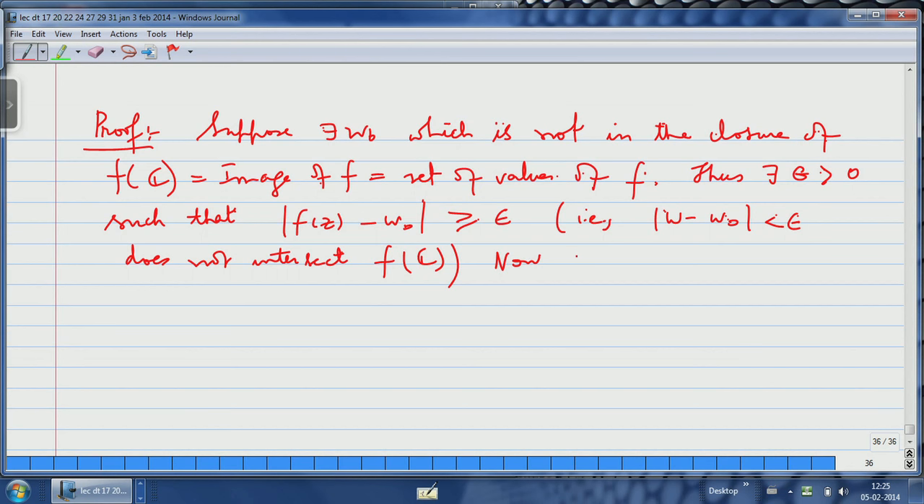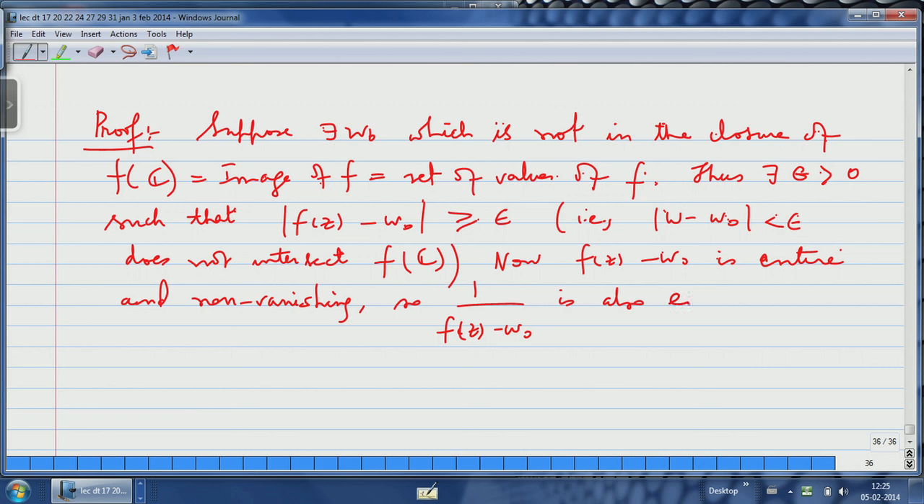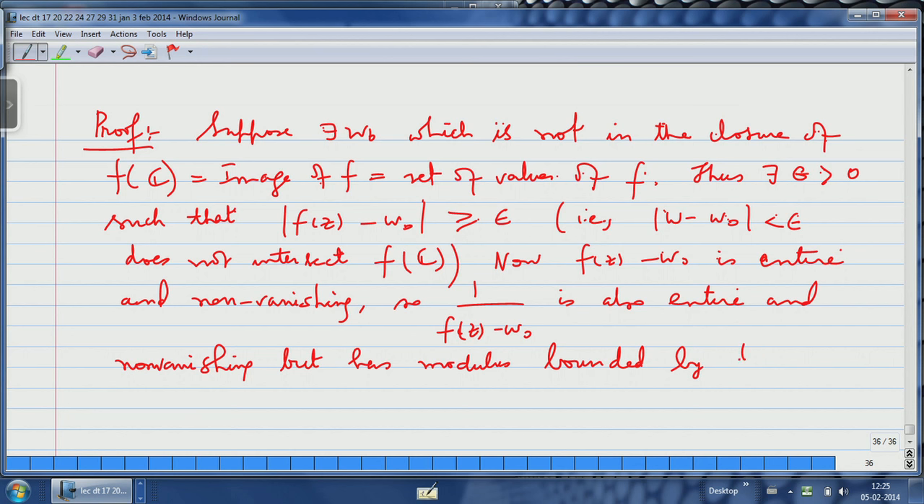So let me write this down. f(z) minus w naught is entire and non-vanishing. So 1 by f(z) minus w naught is also entire and non-vanishing, but has modulus bounded by 1 by epsilon, so it is constant by Liouville's theorem.